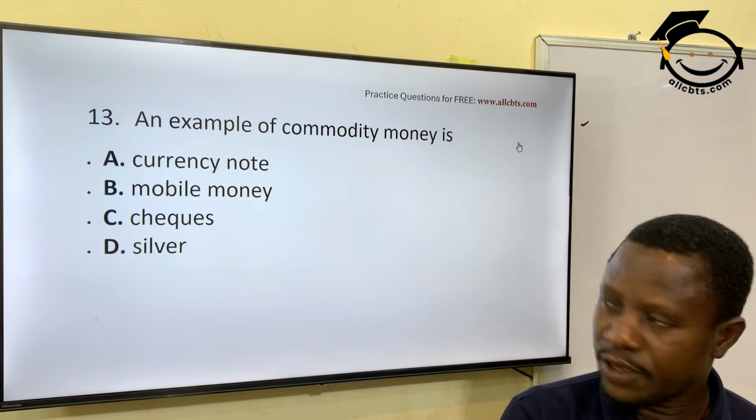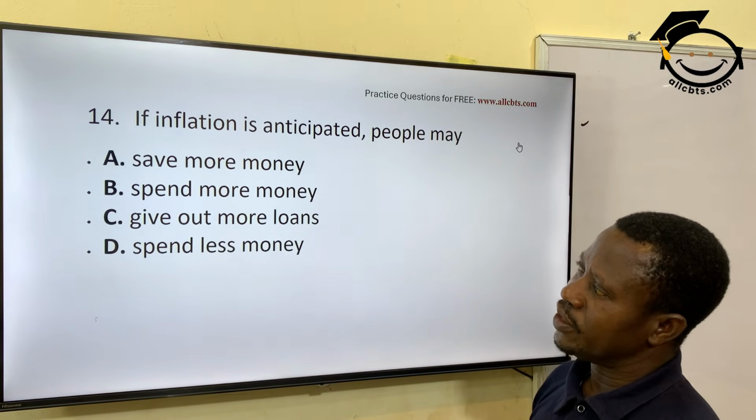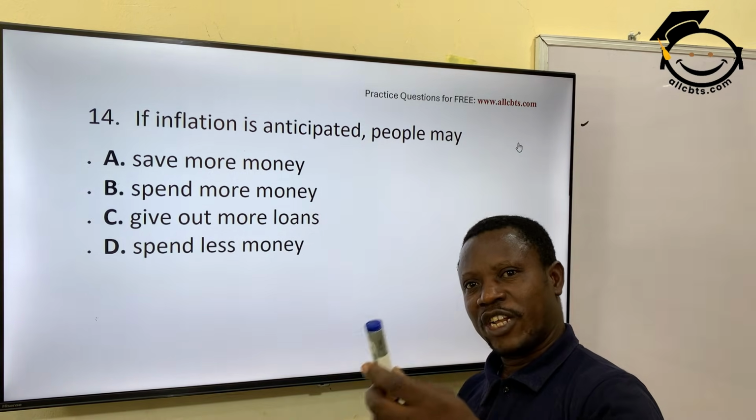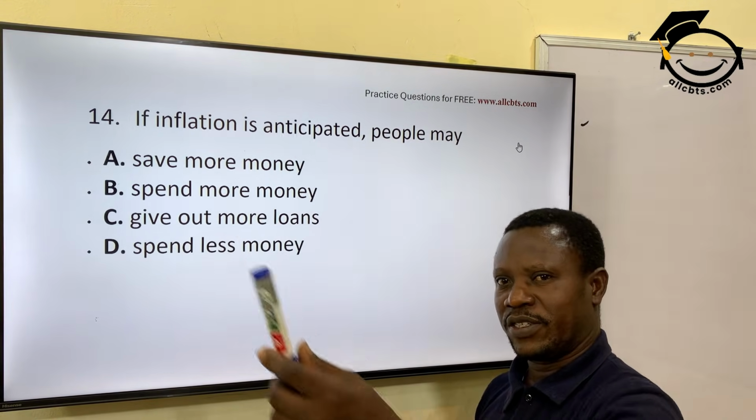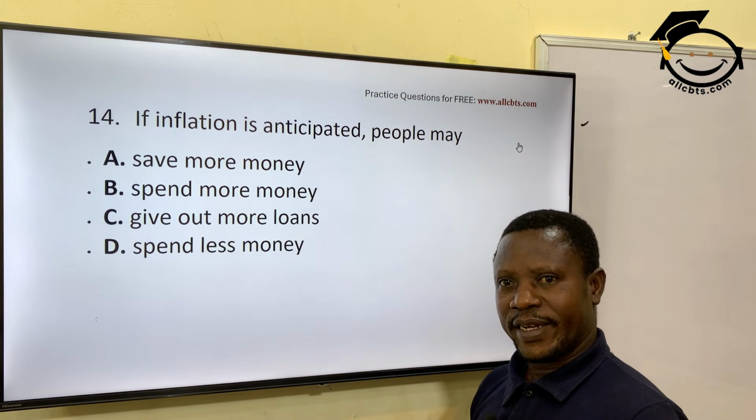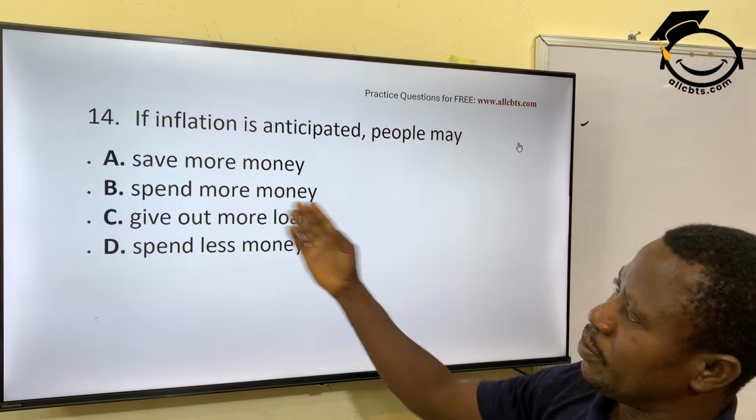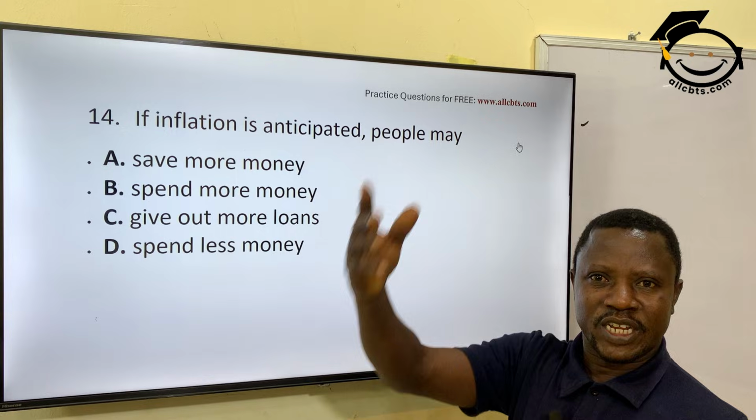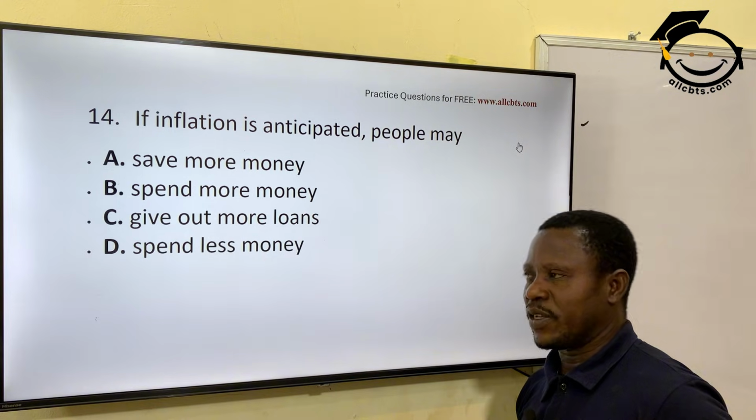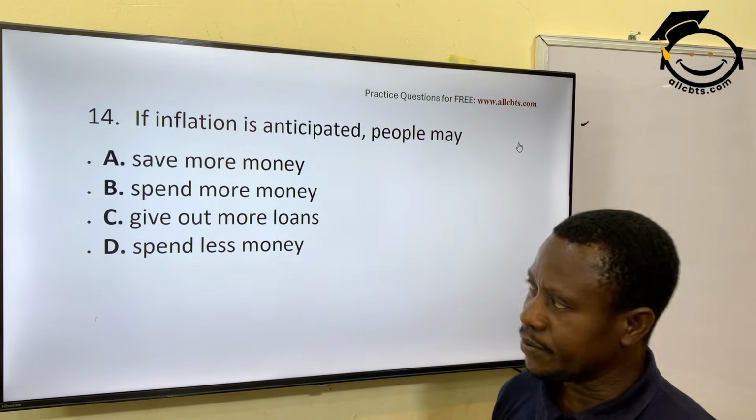If inflation is anticipated, people may save more money, spend more money, give out more loans? Spend. Let me ask you, if you are anticipating that there will be an increase in prices of goods and services, what do you do with the money in your hand? You spend it. You buy. Because if you don't buy it now, when inflation comes, that money cannot buy it again. So what happens? People spend more money. When you are anticipating that inflation will come, people will spend. Inflation is when there is a general increase in prices of goods and services. People spend more money. Option B is the correct answer.